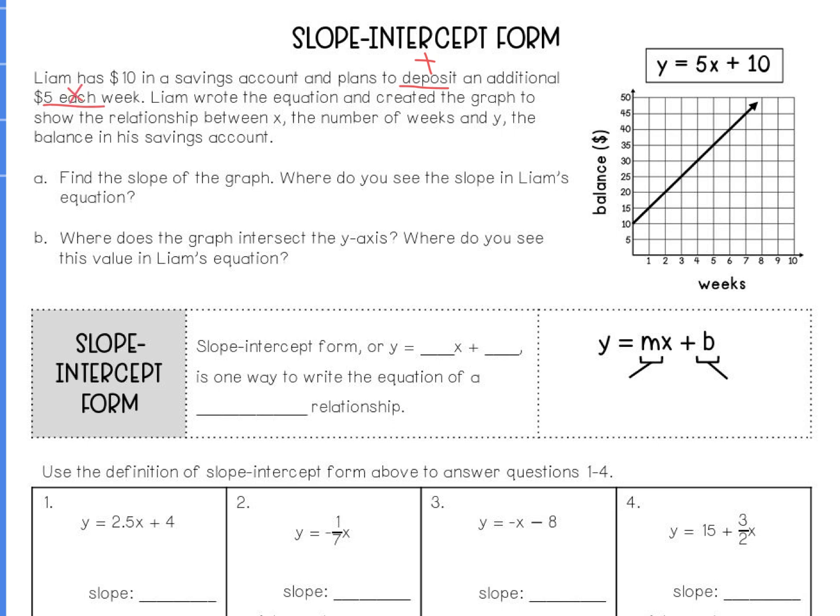He wrote the equation, so you can see his equation over here, y equals 5x plus 10, and created the graph to show the relationship. All right, so find the slope of the graph. How do we find slope on the graph?